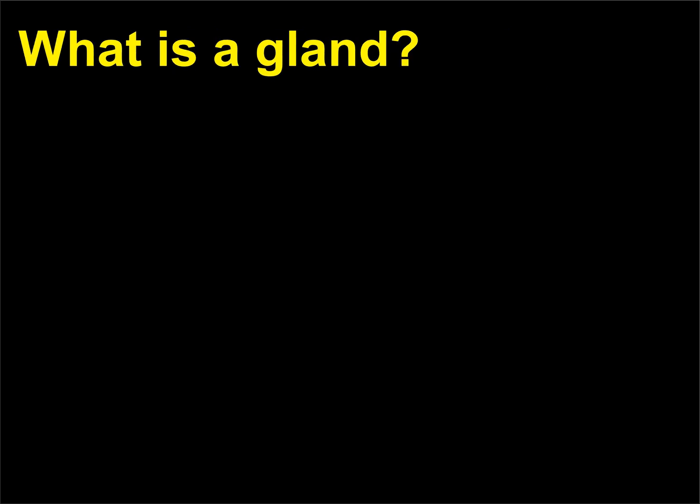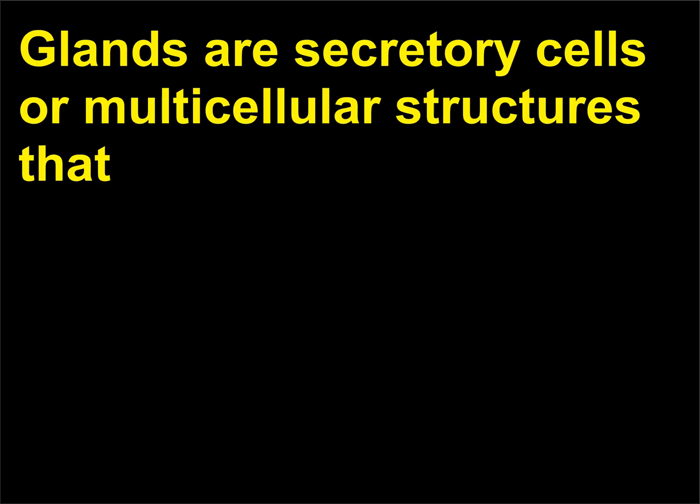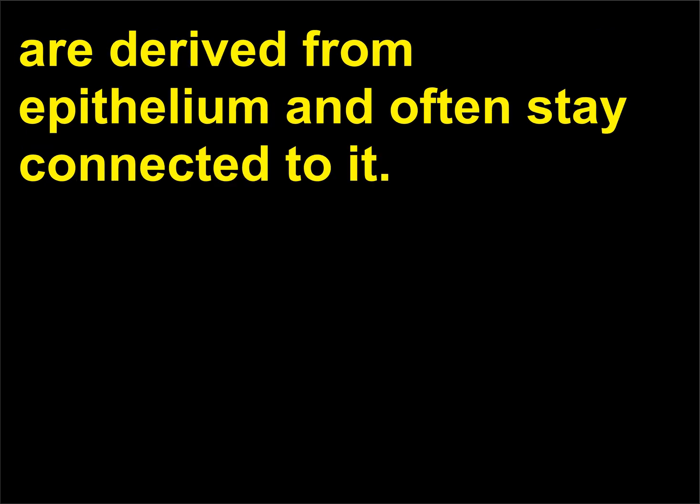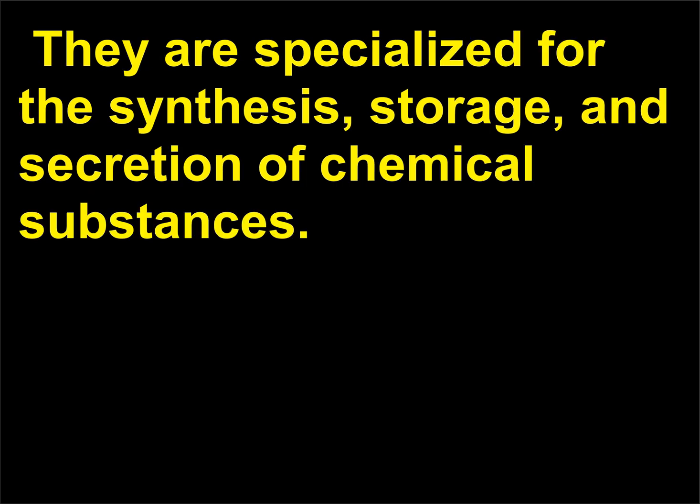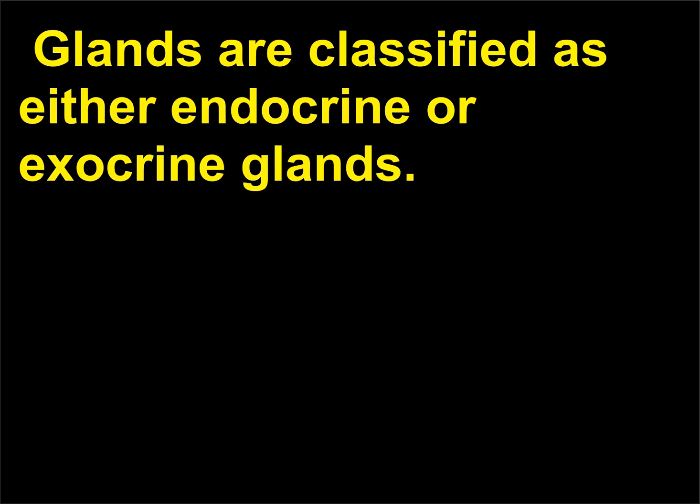What is a gland? Glands are secretory cells or multicellular structures that are derived from epithelium and often stay connected to it. They are specialized for the synthesis, storage, and secretion of chemical substances. Glands are classified as either endocrine or exocrine glands.